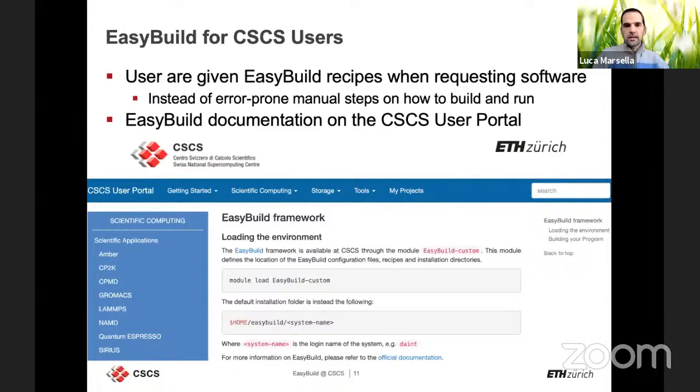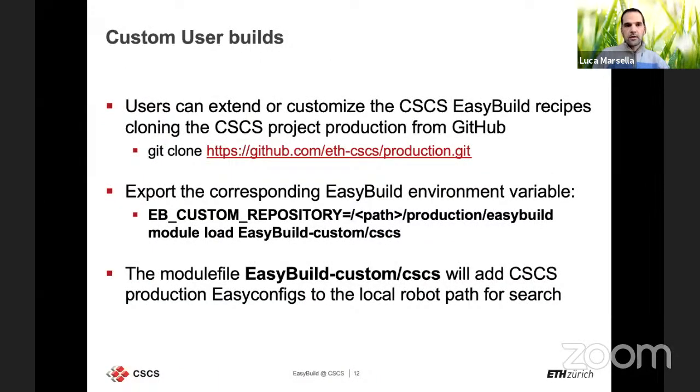We have on the CSCS user portal at user.cscs.ch instructions to load the EasyBuild framework at CSCS with a custom module file, the EasyBuild-custom one, that creates a specific environment. And users can adopt this framework to build their custom builds. They can clone the CSCS production project on GitHub at the address in the slide. They can also customize their own recipes with the EB custom repository environment variable. And they, of course, can use the standard EasyBuild environment variables to have their own prefix and so forth.